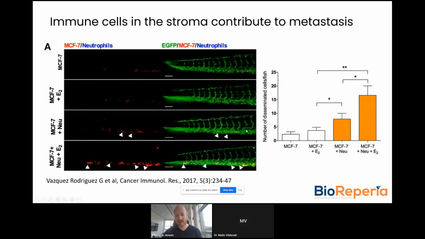MCF7 breast cancer cells. However, if you added both estrogen and neutrophils, you could see really a synergistic increase in metastasis. The estrogen-stimulated MCF7 cells with neutrophils metastasized to an incredible extent, both compared to neutrophil-mixed cell combinations alone or estrogen-treated cancers alone. So this was really a remarkable example of how different aspects of the tumor microenvironment, in this case estrogen and neutrophils, can synergize in mediating invasive phenotypes of these tumors.